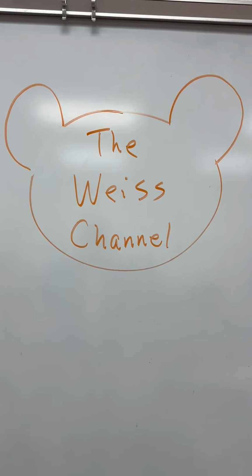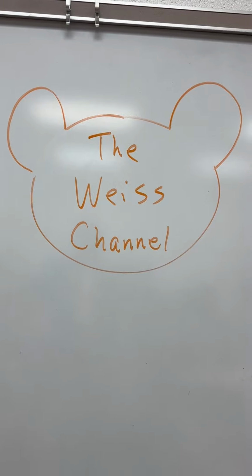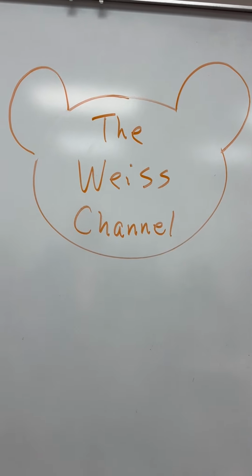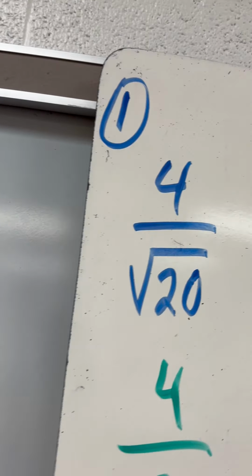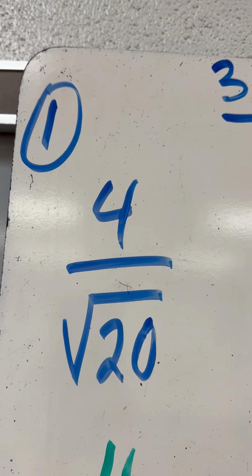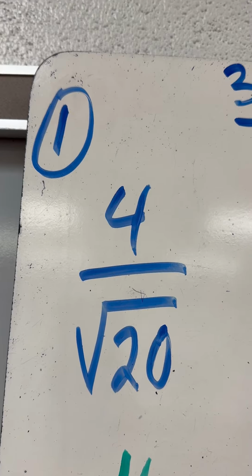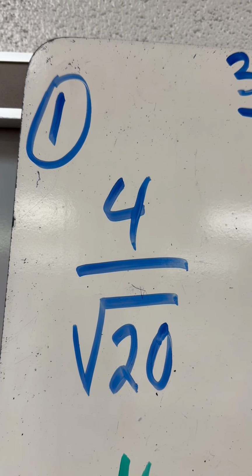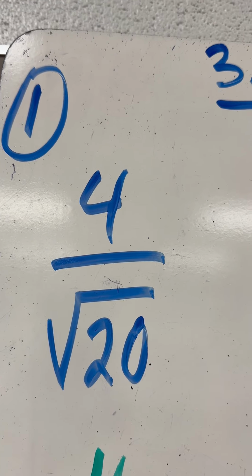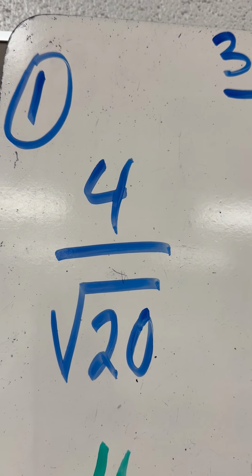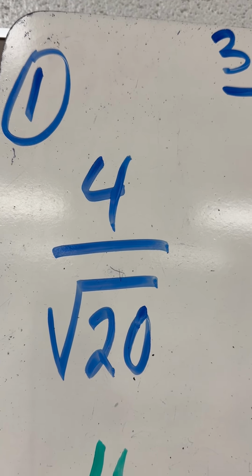Today we're going to rationalize denominators part 2. Part 2 because in part 1 I said, well, what you would do with this one, since we cannot have a square root in the denominator, you do square root of 20 over square root of 20. You'd multiply by that in order to get rid of the square root in the denominator.